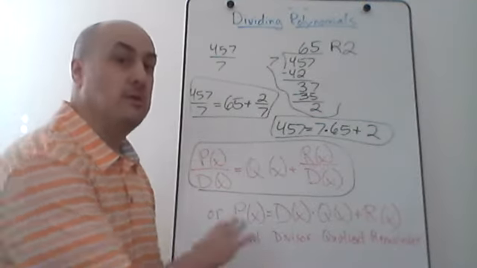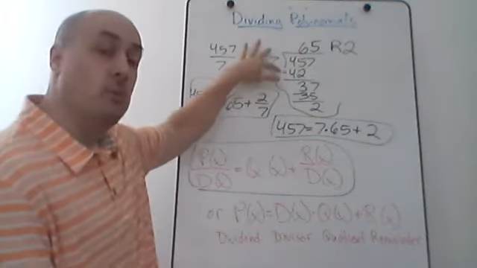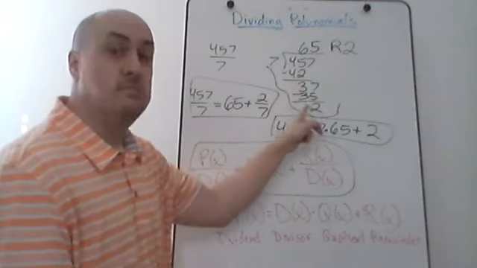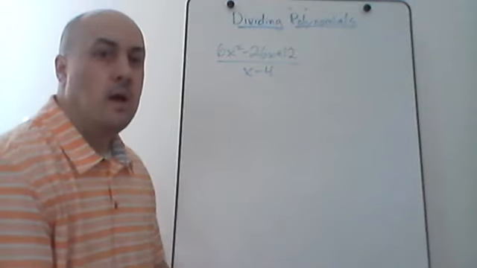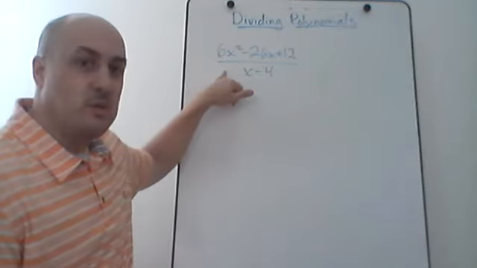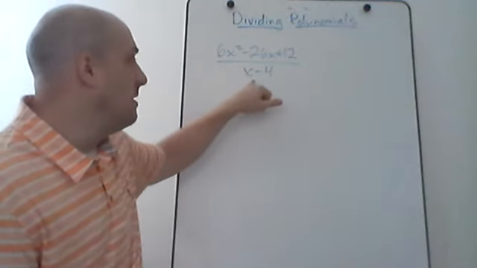I'm going to pause the recording here and erase all this stuff, and then actually do a problem where we divide polynomials using the same general method that we did up here. All right, so the example we've got here, 6x squared minus 26x plus 12 divided by x minus 4.